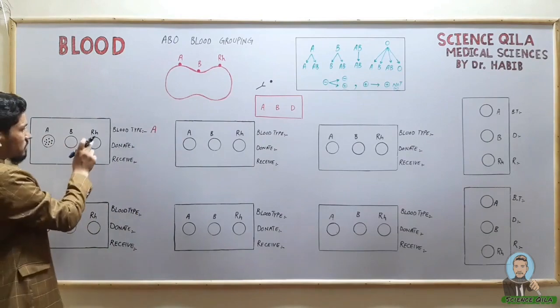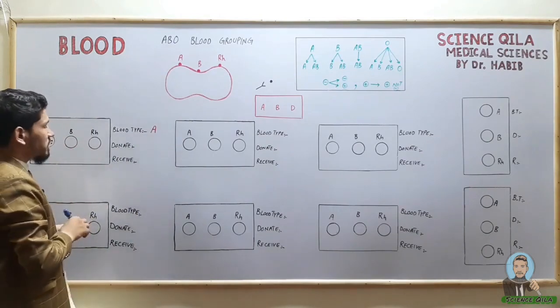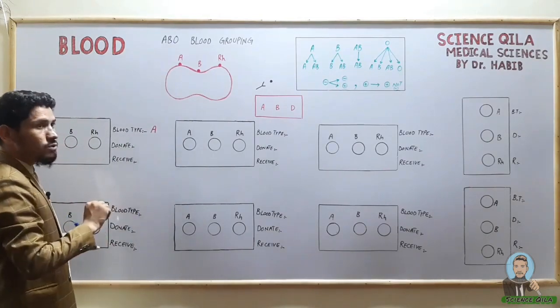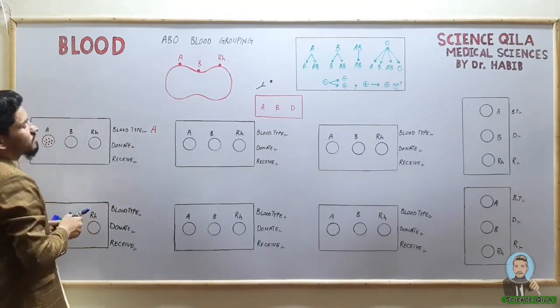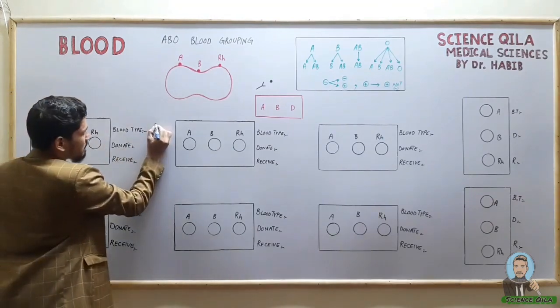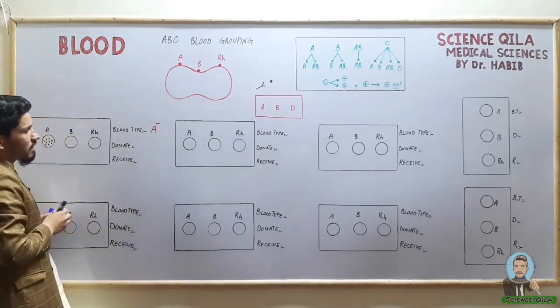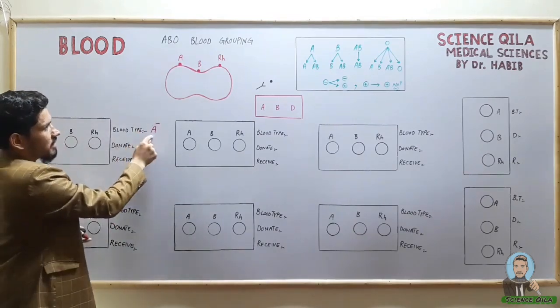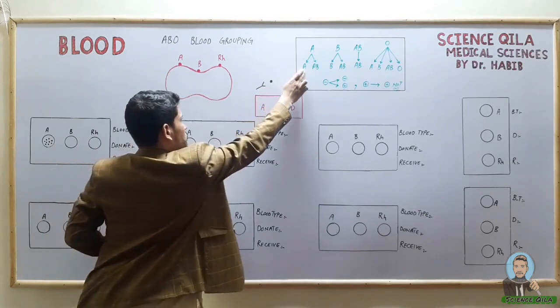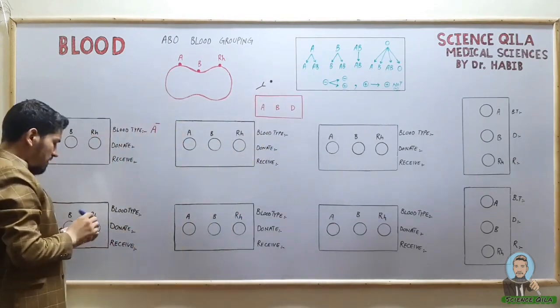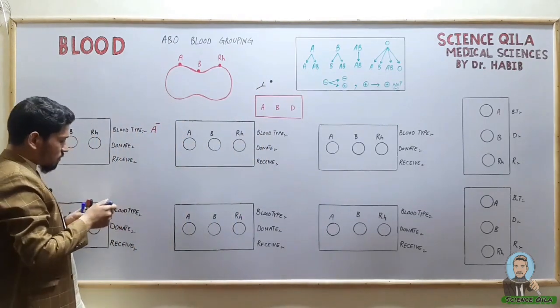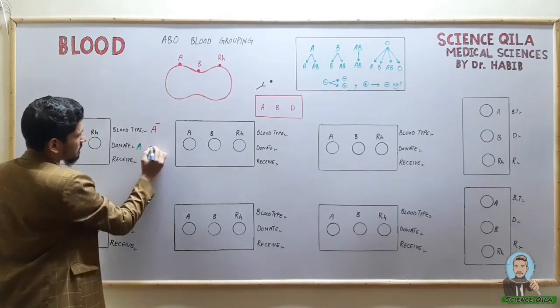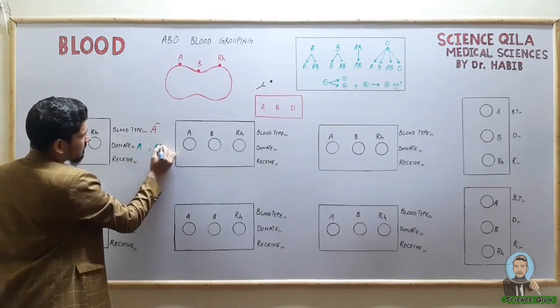And you can see there is no agglutination on RH factor, so it means RH factor is absent. We'll say that RBC is negative for RH factor. So the blood type will be A negative. Okay, donate. What's the rule for donating for A? A can donate to A and AB. So blood type A can donate to A and AB.